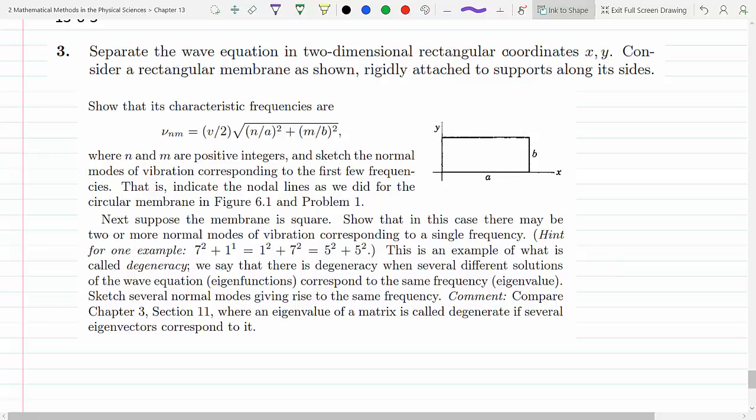Separate the wave equation in two-dimensional rectangular coordinates x and y. Consider a rectangular membrane as shown, rigidly attached to supports along its sides. Okay, we have to solve the wave equation, which is, let's write it out.